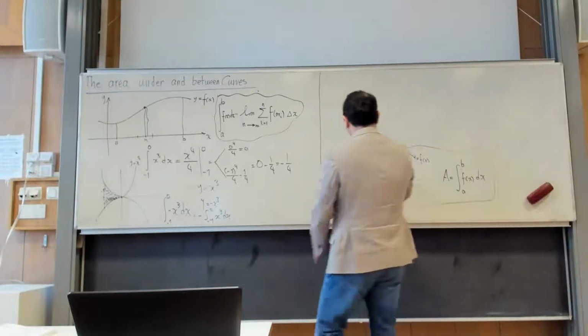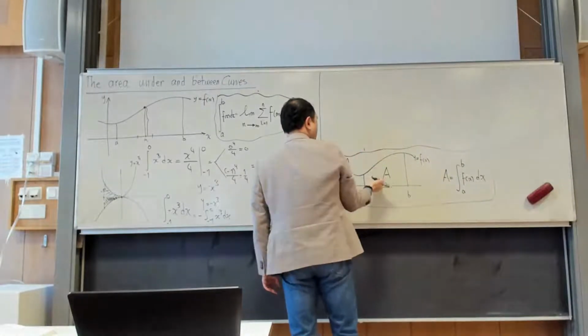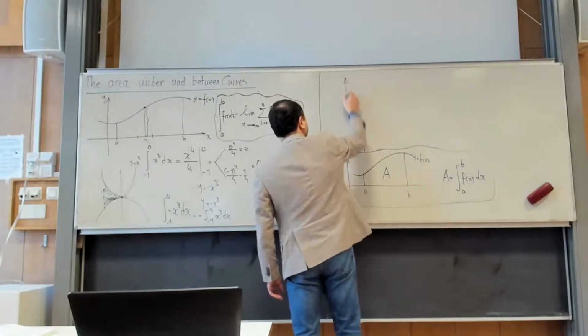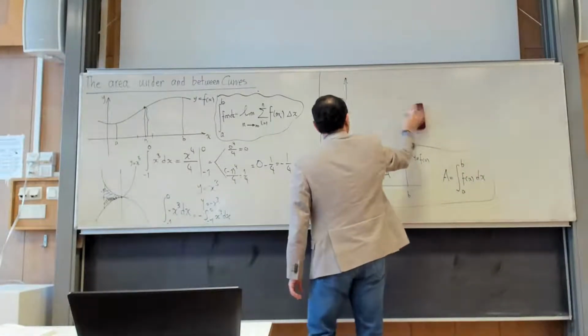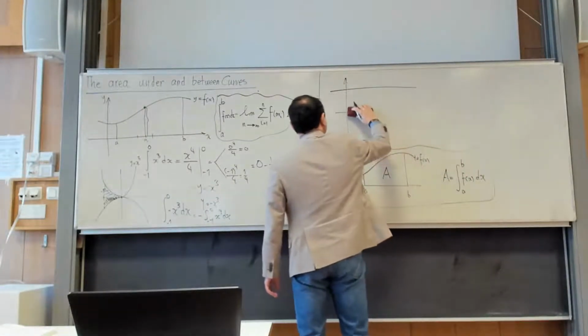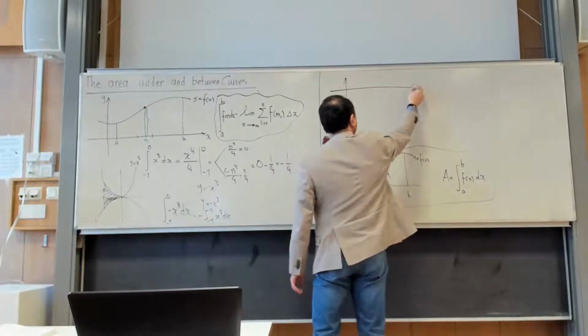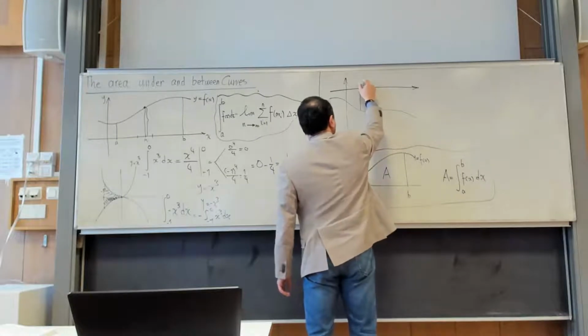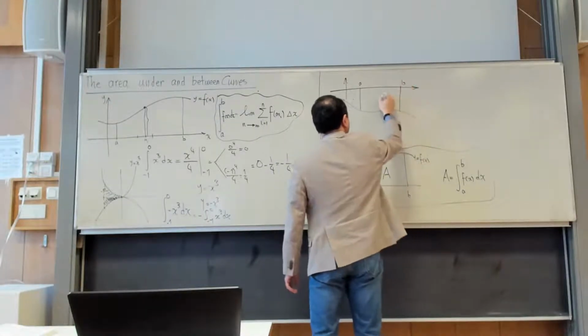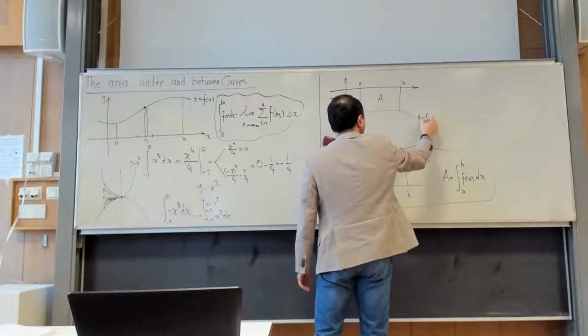Okay, let me draw another picture here for you. In principle, this picture should be the first picture. You can draw it the other way around. And then let me do it in this way. So this is the x-axis, and then you have a graph something like that, and then this is A, this is B, and this is the area, this is y equals f of x.